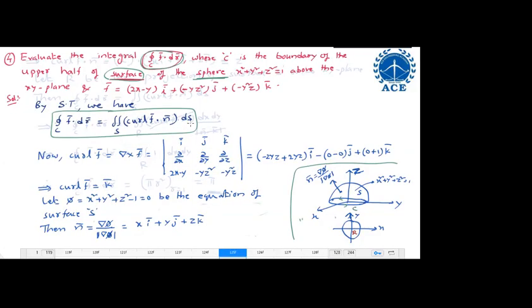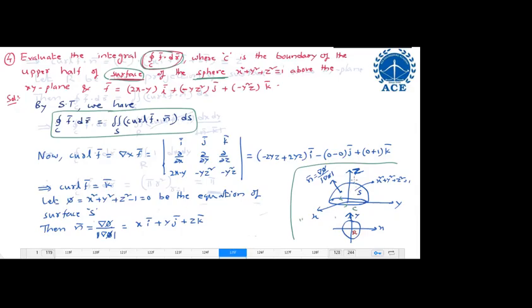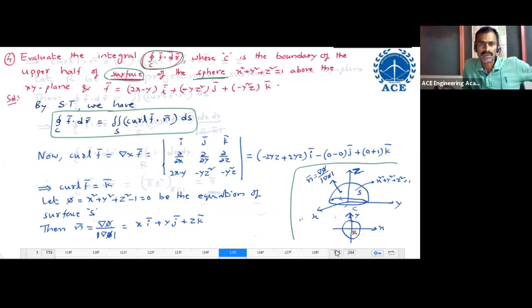To evaluate the surface integral, what is the method of evaluation? We convert the surface to a double integral by using the projection. Here the object is in space, the surface is in space. That is why we are projecting the surface onto the xy plane. Is it clear?